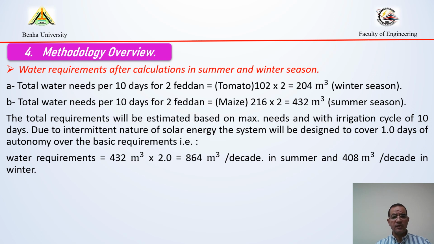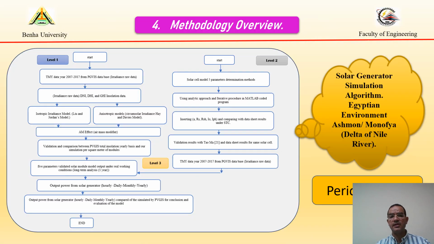Water requirements after calculation using the CROPWAT program is 204 cubic meter per decade, 10 days, and per 2 feddans for tomato in winter season, and for maize is 432. In summer season, we use double of this amount to overcome the intermittent nature of solar energy.